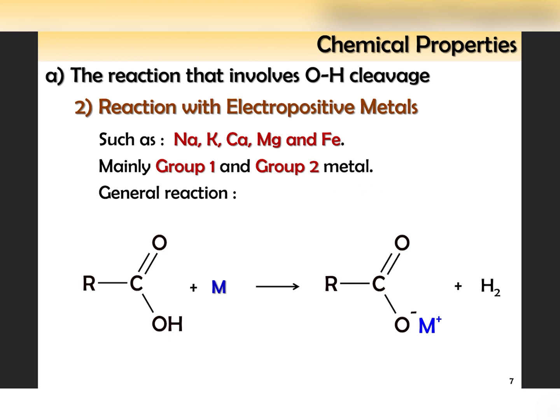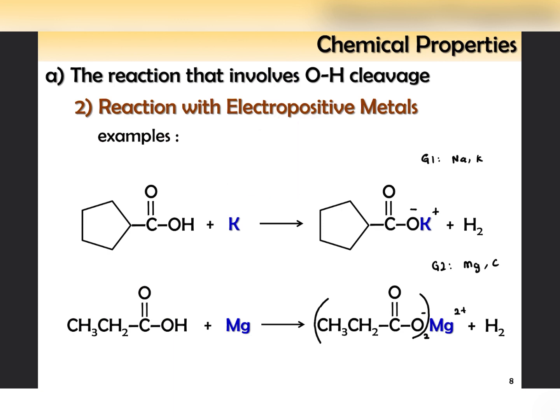Okay, so here di bahagian sini kamu akan ada 2 times 2, and this one dia akan jadi Ca2+. Okay, so itu untuk group 2 metal. Alright. Okay, so let's have a look at this example.